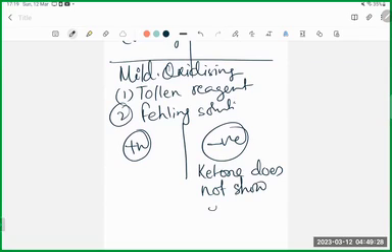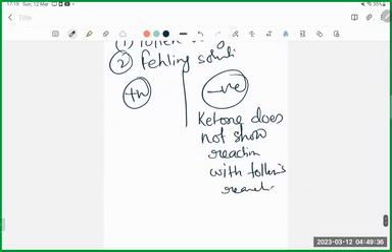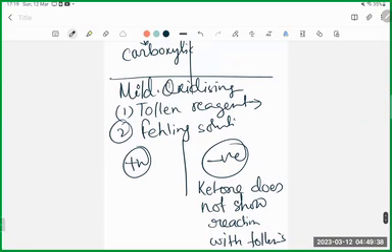Yes, ma'am. You might have studied the reaction with Tollens reagent as well as Fehling solution. So here you must know for a 1 mark question, what is Tollens reagent? Silver ammoniacal nitrate is called Tollens reagent. It is for a 1 mark question. Very, very important.